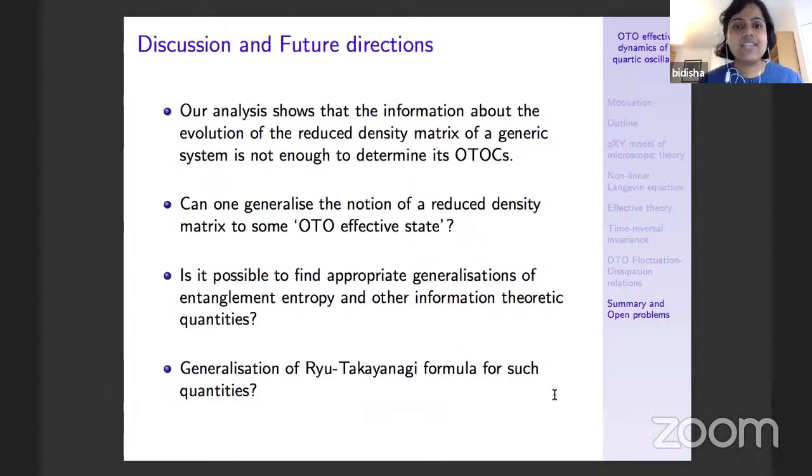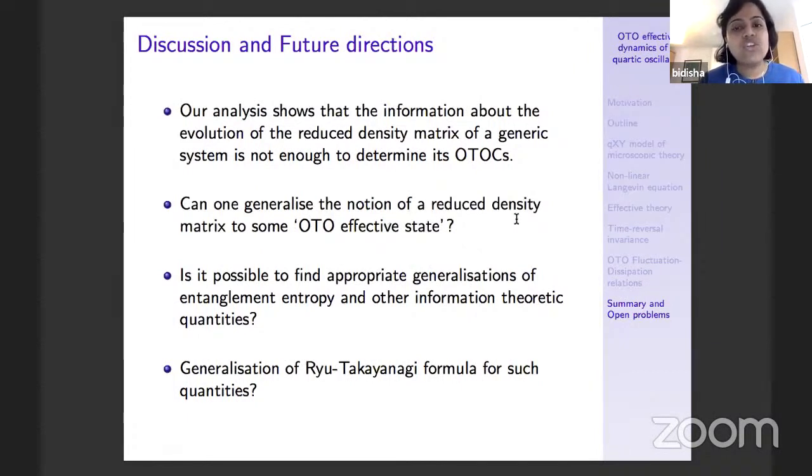So there are many interesting future directions from here, but one interesting question is that our analysis clearly shows that the information about the evolution of the reduced density matrix of a generic system is not enough to determine its OTOCs. If you do a Schwinger-Keldysh path integral on one time fold, you start with a full density matrix and then you construct a reduced density matrix over one time fold. But as you generalize your contour, there has to be a generalization of the initial condition as well. You have to generalize the notion of density matrix also.